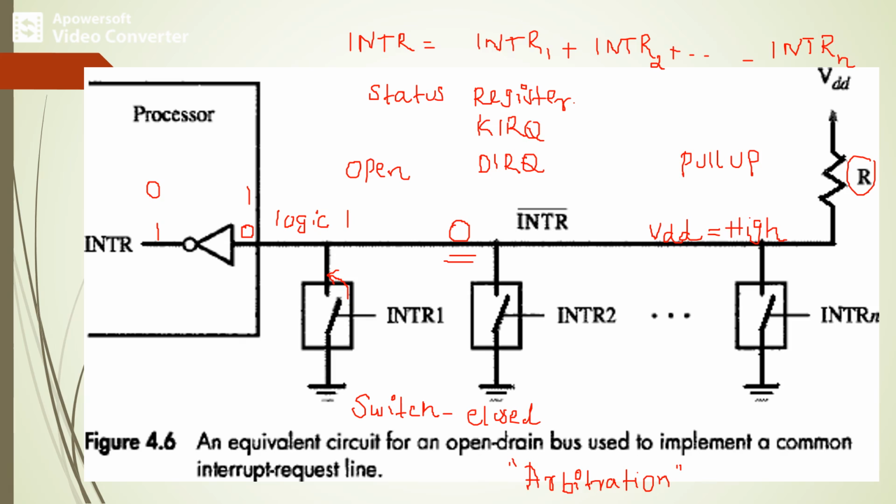We have 3 different methods by which the arbitration process can be considered. The first method is polling. The second method is vectored interrupt. And the third one is priority assignment.